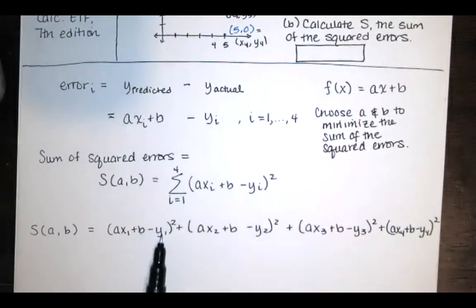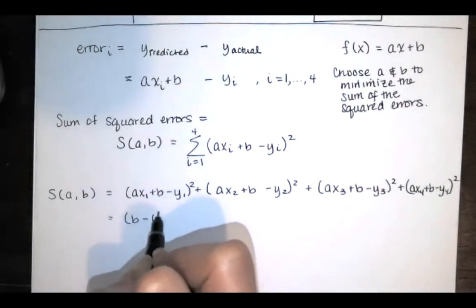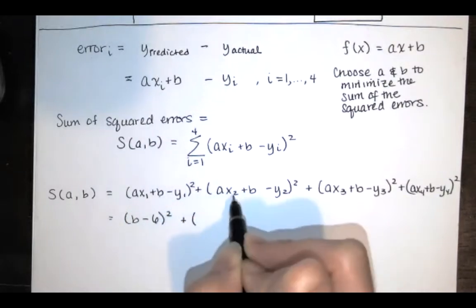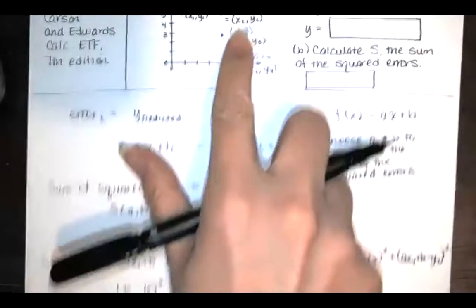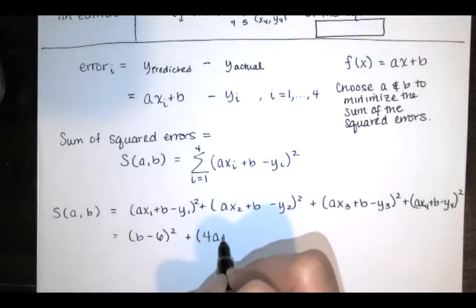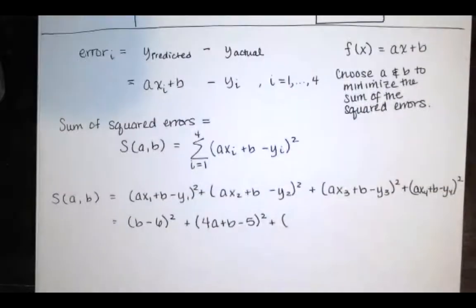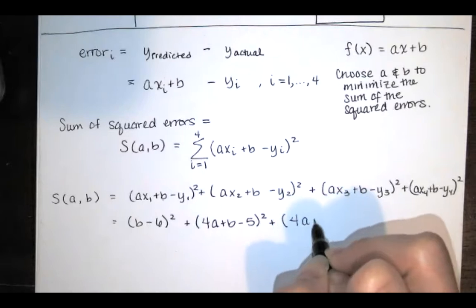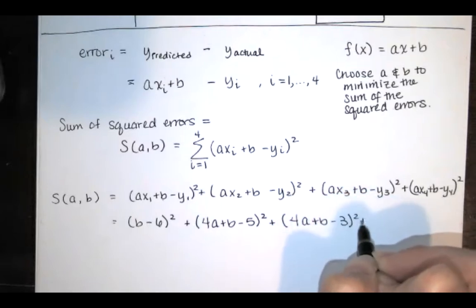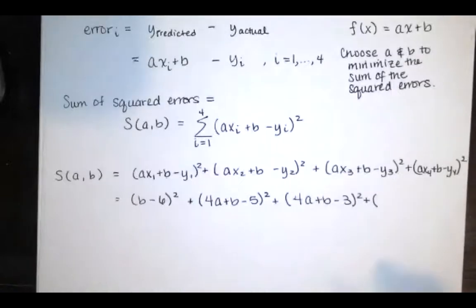Now, x sub 1, y sub 1 was the point x equals 0, y equals 6. So I will substitute that in here. And x sub 2 was 4, and y sub 2 was 5. So I'll have 4a plus b minus 5, quantity squared. x sub 3 was 4, and y sub 3 was 3, and x sub 4 was 5 and y sub 4 was 0.